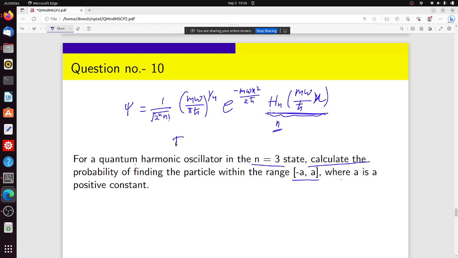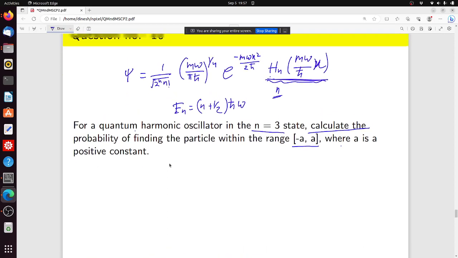So energy plus half h cross omega. I guess you already know, right? Yes, sir. Okay, so it's a very lengthy process to calculate the wave function in this class, so I just wrote it. So you have the wave function. So what do you have to do?